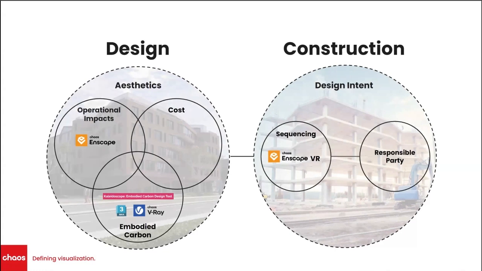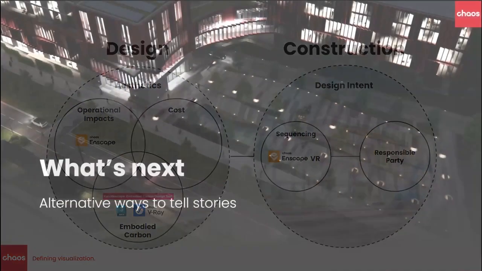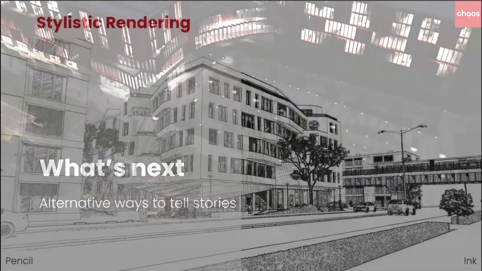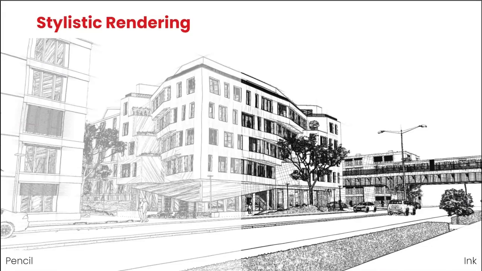While we have many powerful tools currently at our disposal, there are still pieces missing. This presents both a challenge and an opportunity for further innovation of bringing data into visualizations. So what's next? At Chaos, we are constantly exploring alternative ways to tell stories and explore data through design visualization. One such way is our recent stylistic rendering feature, which renders your geometry as a pencil or pen sketch.